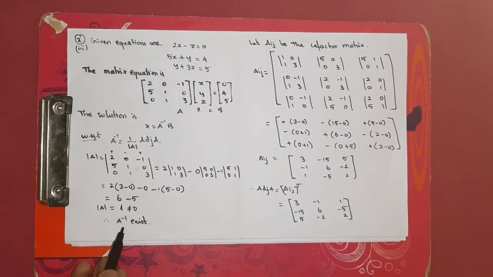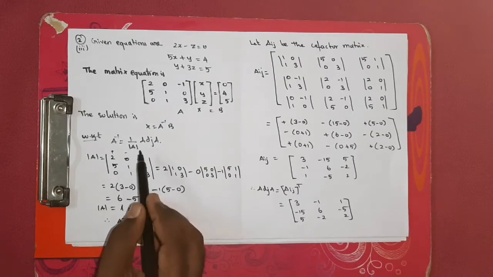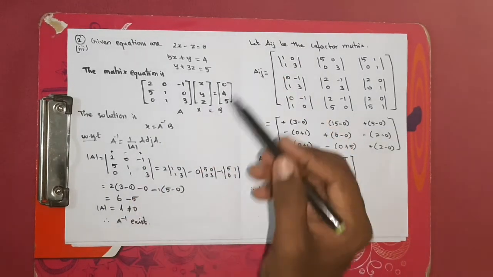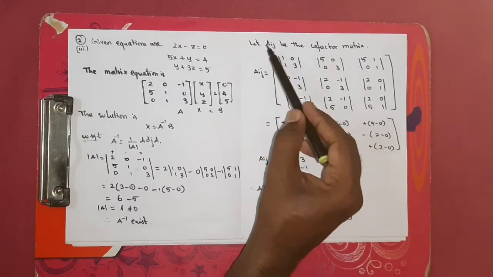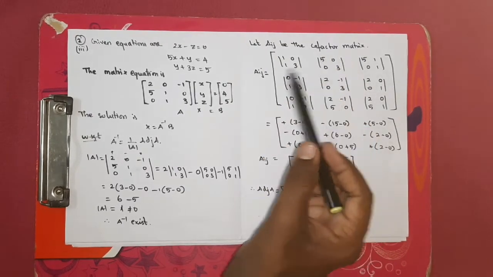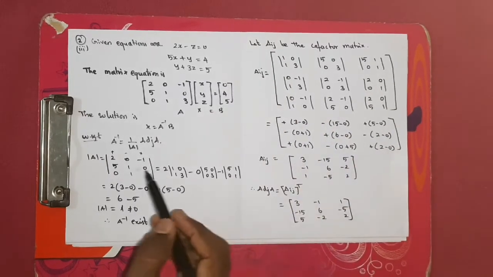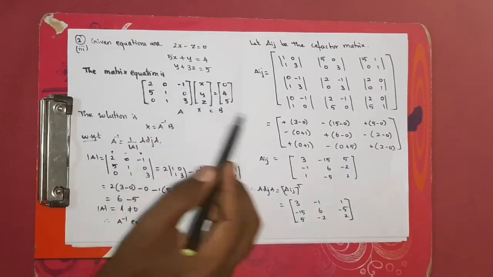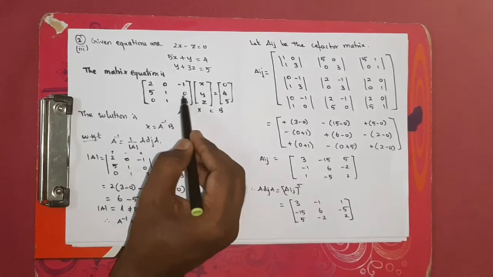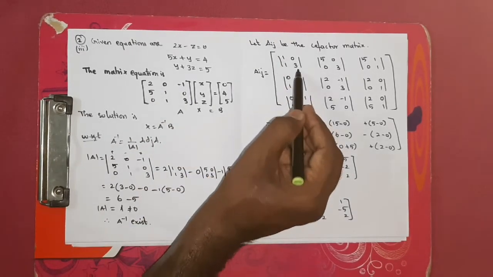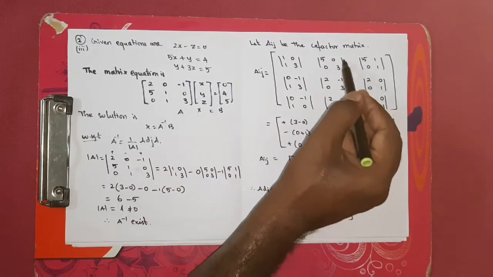Okay, so now we are going to find the adjoint of A, because we need the adjoint of A also. To find the adjoint of A, first we need the cofactor matrix. So let Aij be the cofactor matrix. Aij equal to, open a matrix, and first write the minors of each and every element. The minor of 2 is what? Leave this row and this column, so 1 0, 1 3, put a determinant. The minor of 0 is what? 5 0, 0 3, put a determinant.